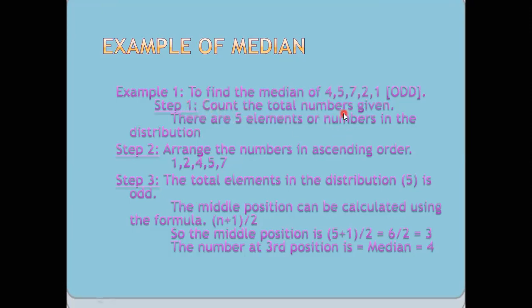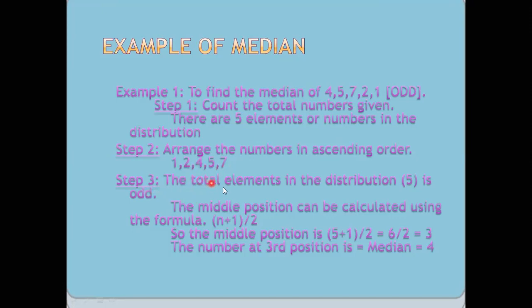Step 1: Count the total numbers given. There are 5 elements or numbers in the distribution. So in the given data, you have to count how many numbers there are. Here we have 5 numbers. The second step is to arrange the numbers in ascending order, from small to bigger: 1, 2, 4, 5, 7.